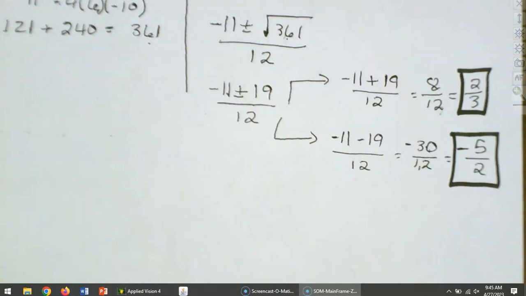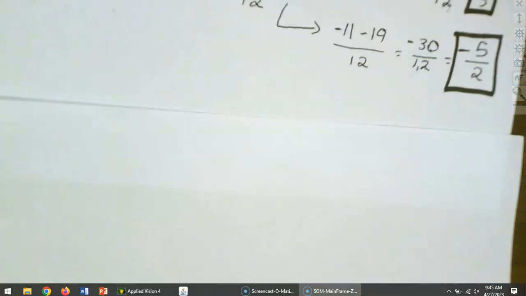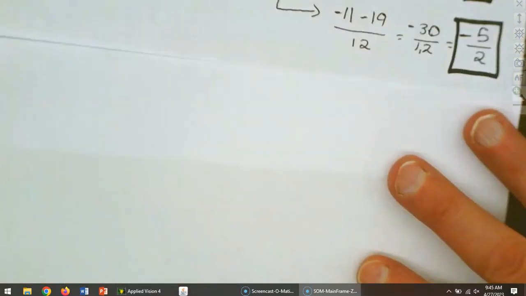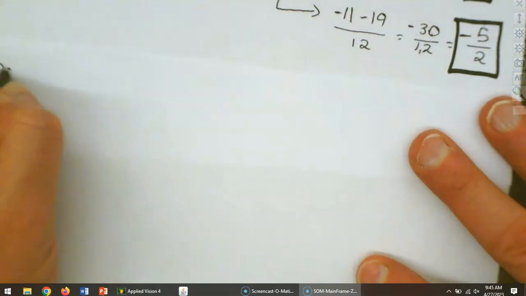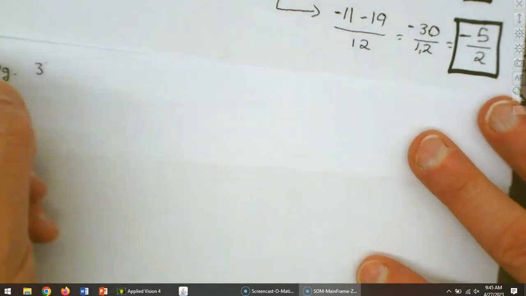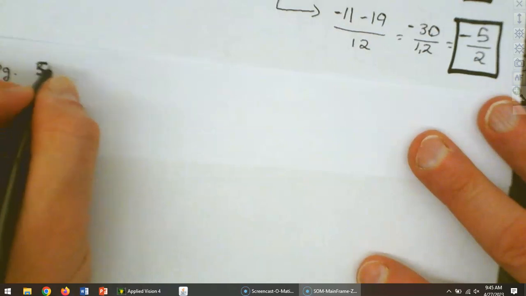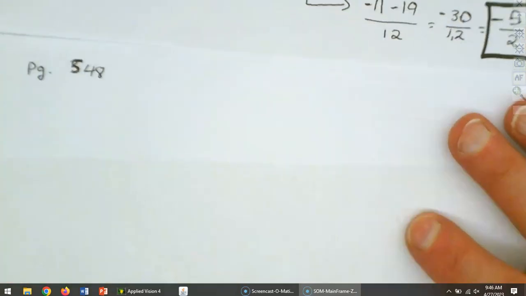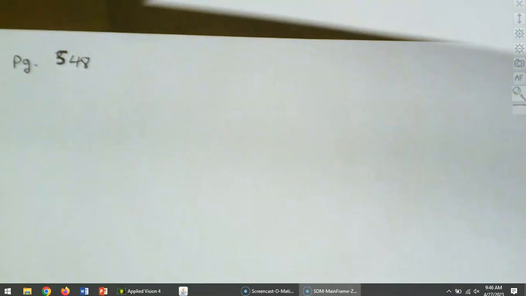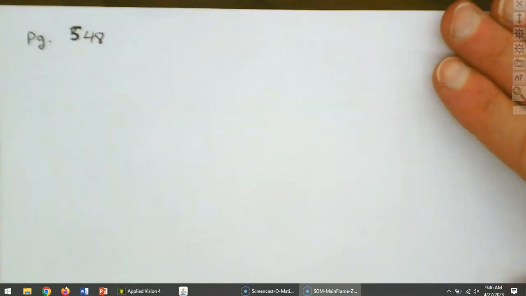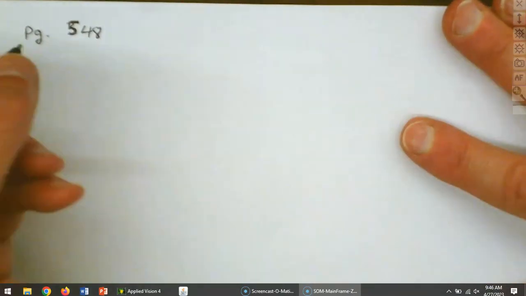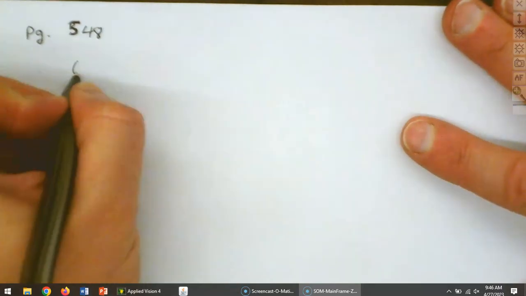So let's do another one. Very, very important because you're going to see these in college algebra quite often. We'll just do question 8. And this is on page 548. And again, we're talking about the quadratic formula. So let's review that again. Your equation must look like this. This is the quadratic formula.